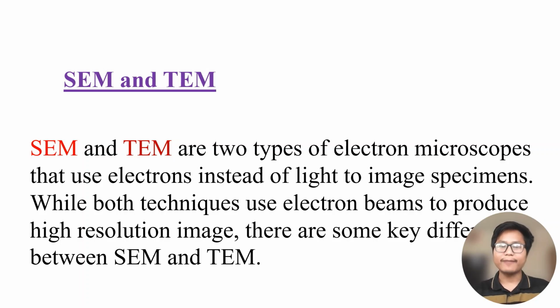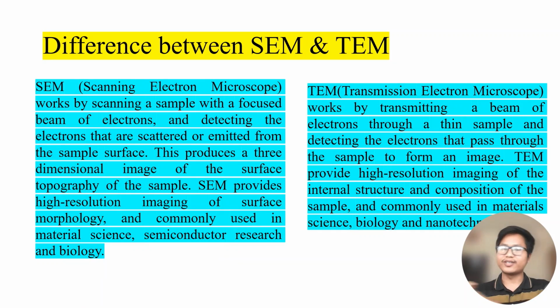So the SEM and TEM are two types of electron microscope. Here you see the SEM, scanning electron microscope, and the transmission electron microscope, basically two types of electron microscope that use electrons instead of light to image specimens. While both techniques use electron beams to produce high resolution images, there are some key differences between the SEM and TEM.